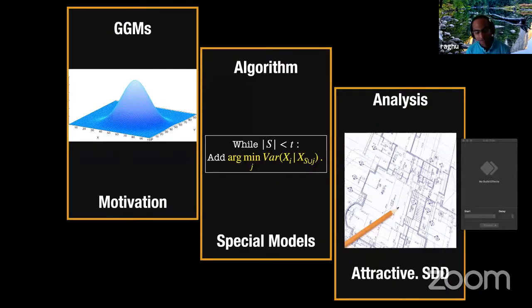So here's the rough outline of the talk. First, I'll talk about what Gaussian graphical models, or GGMs, are, the motivation behind studying them, and what the central question is. Then I'll describe the special models that we'll study and where we actually solve the problem with a simple algorithm, which is summarized in this small bullet point here. And then I'll say a few words about the analysis. I won't be able to go deep into it, but I should be able to highlight the main ingredients.